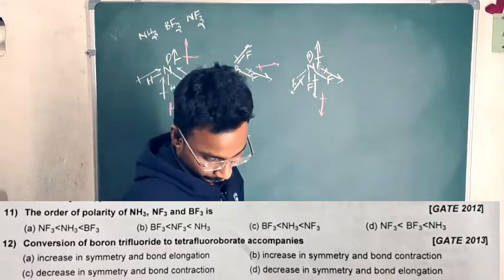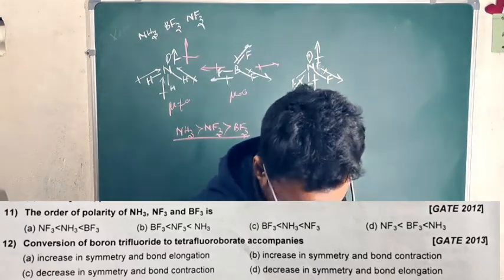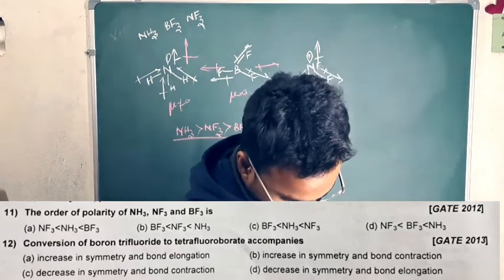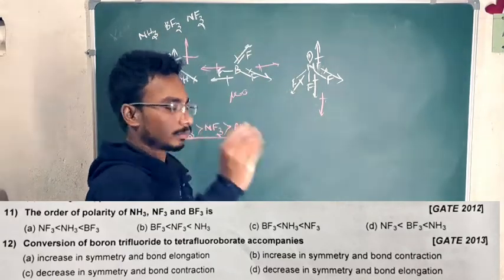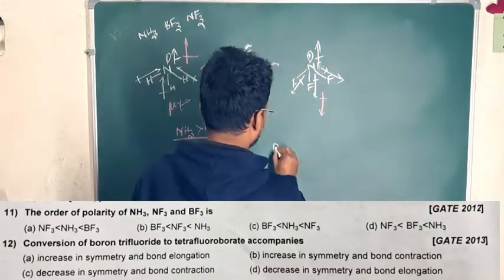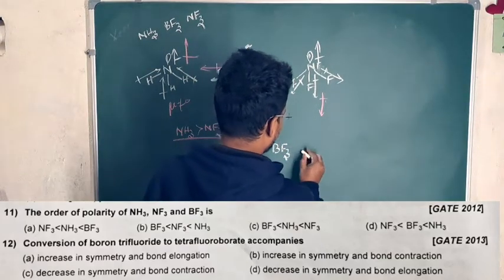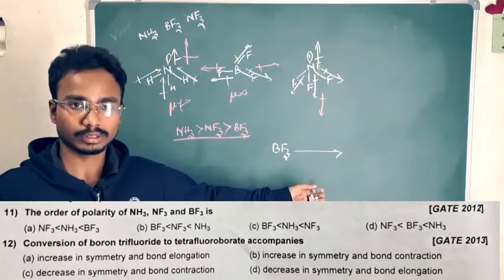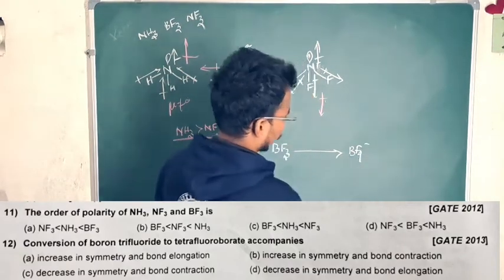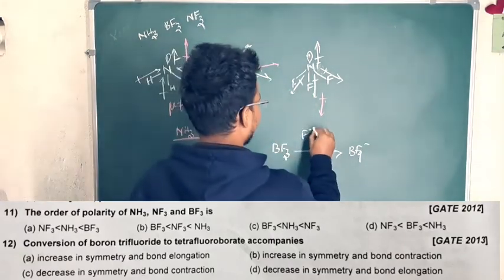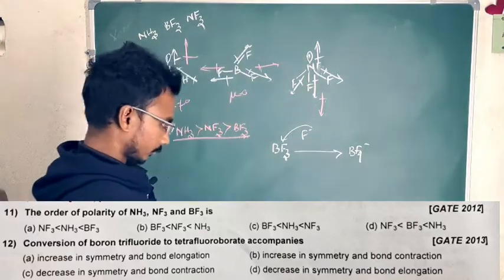Okay, the next question: conversion of boron trifluoride to boron tetrafluoride compounds. They are asking about boron trifluoride, BF3. You can see BF3 to BF4 minus, boron tetrafluoride, means one fluorine atom is attacking here.